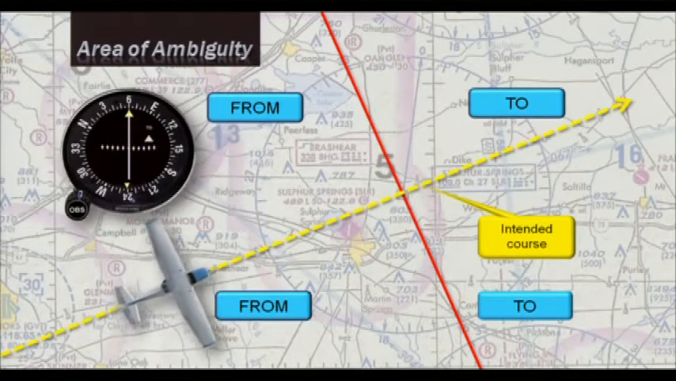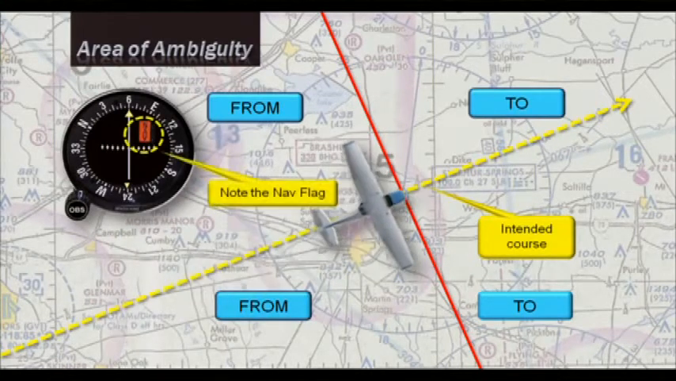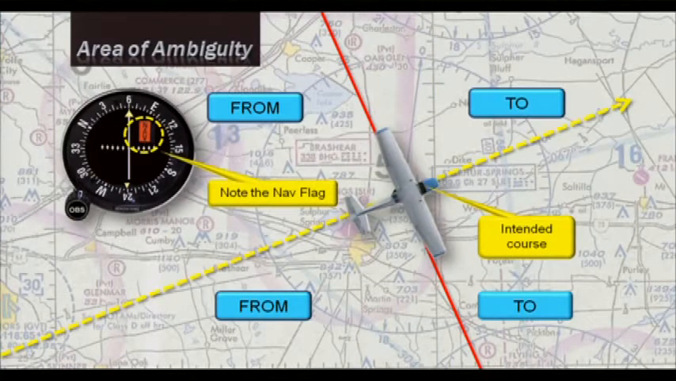When passing directly over the station, the flag will also change from to from. The red nav flag may flicker in and out of view because this signal is unusable at such a close range. The CDI needle will then show a full-scale deflection, and in this area you will get an off flag.